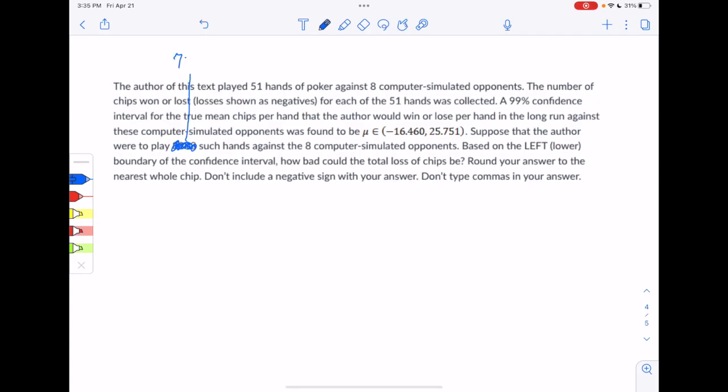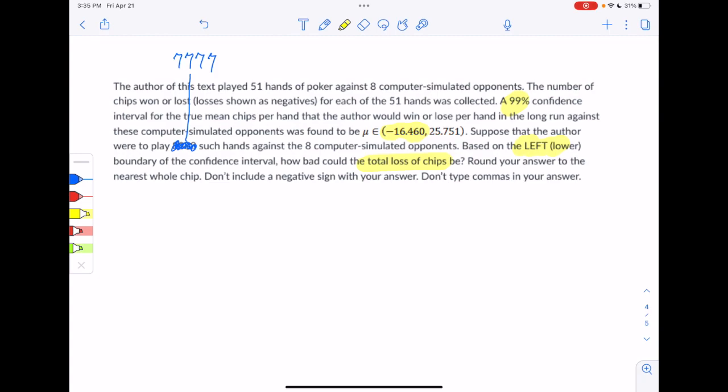going to do this for 7,777 hands, but exactly the same idea. All right, so they want us to do this for the left boundary, which is negative, and so that's going to be a loss, and so that's why they're talking about the total loss of chips. So again, the true mean is somewhere between negative 16.460 and 25.751. We're 99% confident of that.